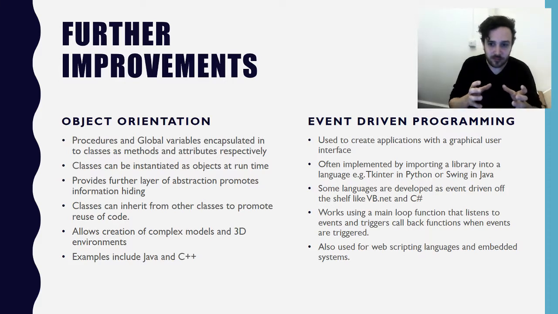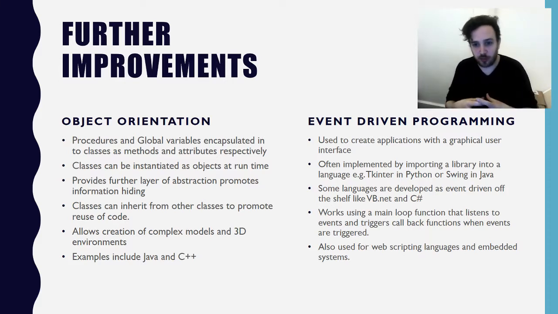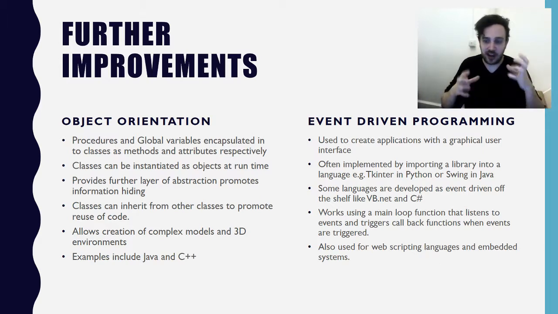A paradigm that exists within object orientation is known as event-driven programming, and this is principally used for the generation of programs which have a graphical user interface. A graphical user interface is what you're familiar with. It's any kind of interface that has windows, icons, menus and pointers. Event-driven programming is often implemented by importing a library into a specific language. For example, tkinter is the native GUI library for Python, and Swing is the native library for Java.